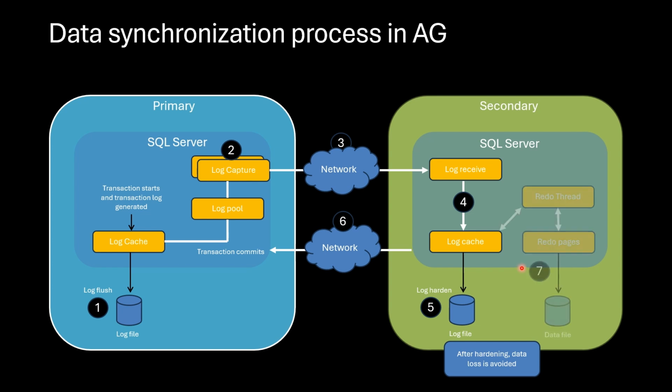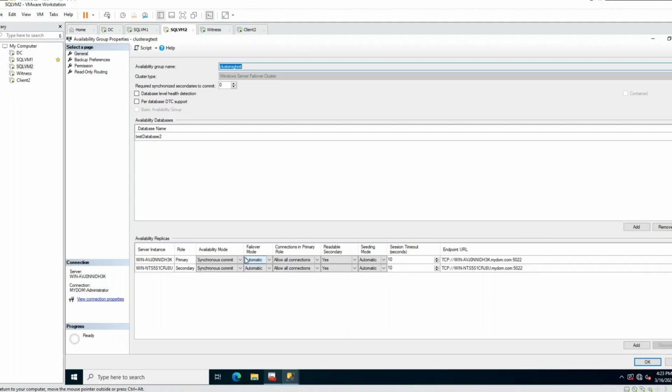In the meantime, there are also redo threads which apply synchronized transaction logs to data pages and flush them to hard drive in secondary replica. We call this a redo process, okay? So this is overall synchronization process at high level. So let's start with synchronization modes in availability group.